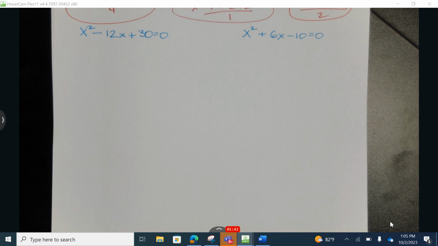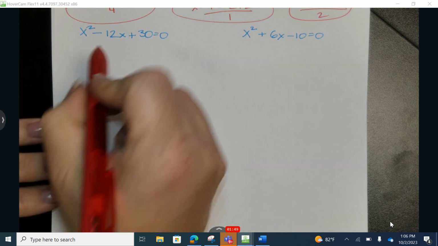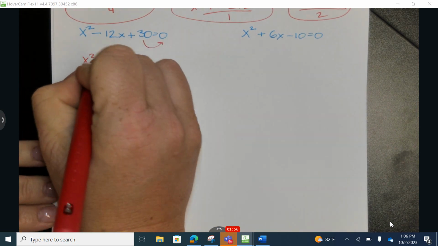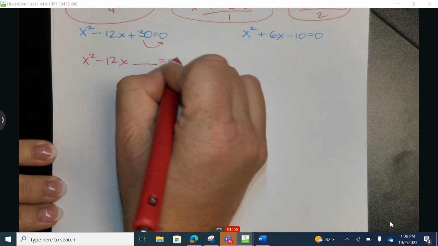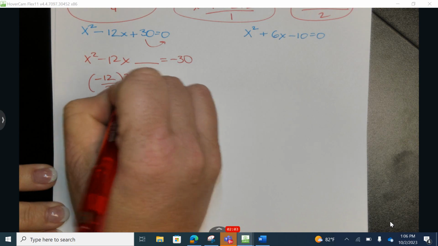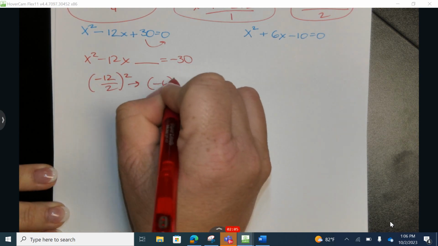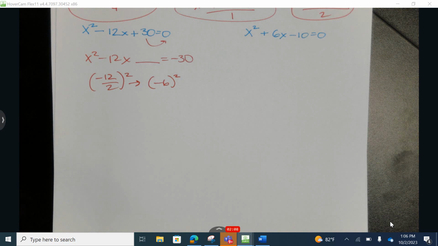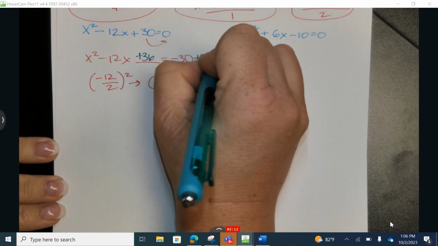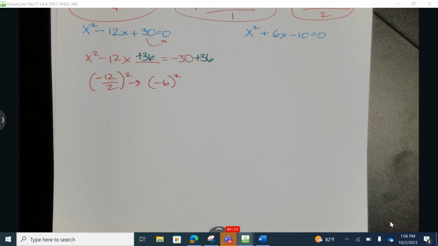Okay, let's go down below. And let's review how can we solve this using the completing the square method. For completing the square, remember there's a couple shortcuts we can do. So the first thing is I'm going to take whatever this constant is and move it to the opposite side. Then I'm going to take the b value and divide it by 2 and then square it. So when it divides by 2, it's -6, and when I square it, I get a positive 36. So I'm adding 36 to both the left and to the right to keep the equation balanced.